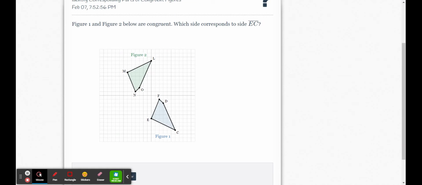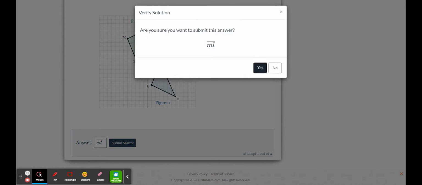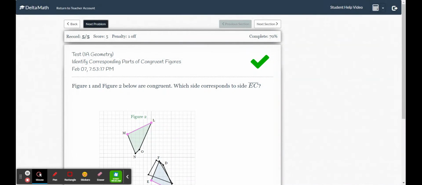So for now, this one is saying a line segment. So I want to find line segment EC. So line segment EC is this long side. Notice it goes from the bottom to the top in how they word it. So that means ML will be the line segment that corresponds with EC, right? And this is how you do that one.